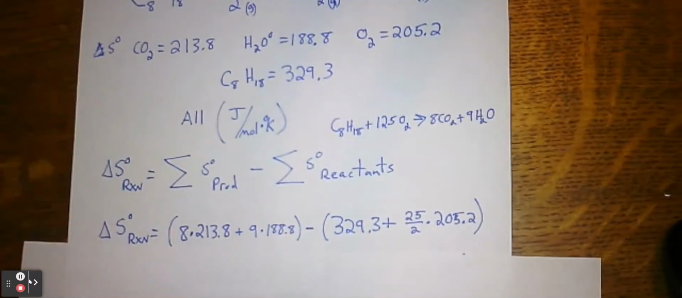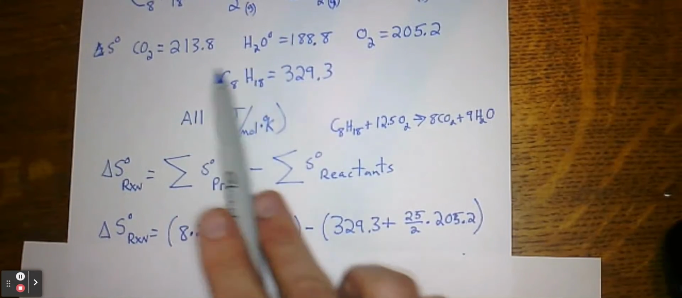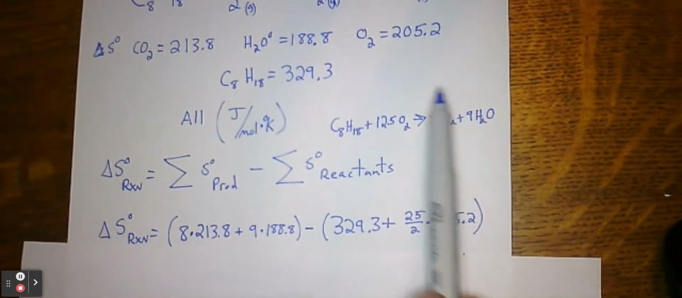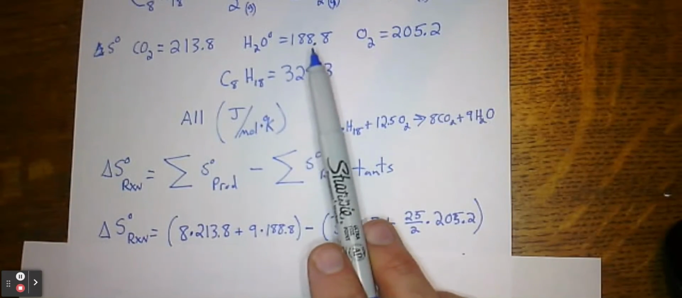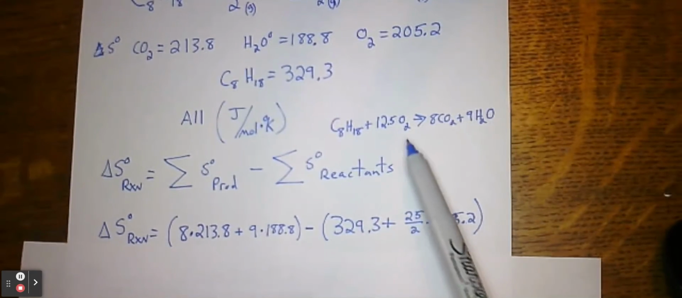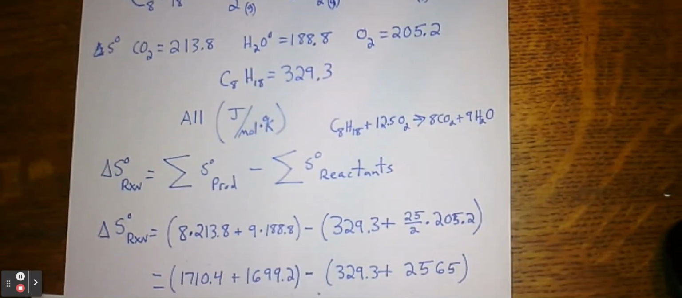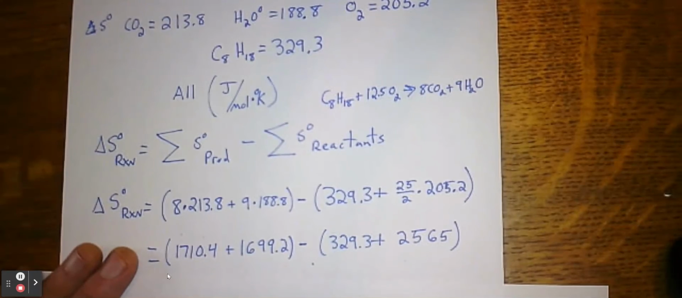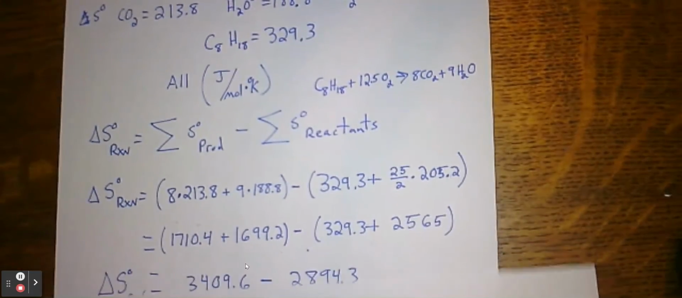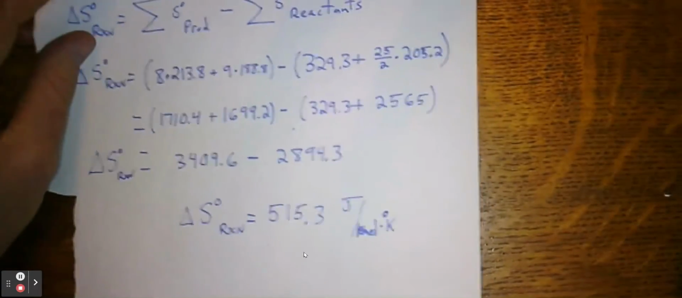Now, it's 8 times the carbon dioxide, so 8 times that. 9 times the water value. So 9 times 188. So that's this. This is just the isooctane, and then 12.5 times 25.2. Multiply that by 12.5. All right. And then I'm going to do the math out. The big thing would add up to that and add up to that, and my answer is this.